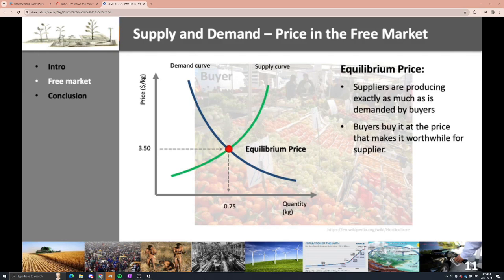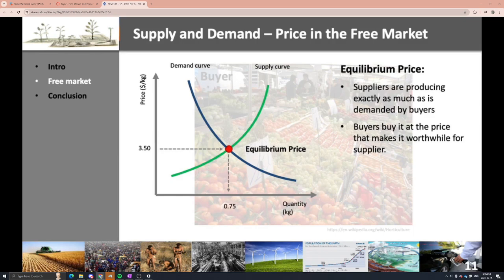Now, if we put these two curves together on the same chart, we can say something about the price of tomatoes in the overall market. In a free market, the actual price of a good is at the intersection of the demand and supply curves. The price is called the equilibrium price, and it is the price where the quantity produced is exactly the same as the quantity that's demanded by the consumer at the price they are willing to pay.